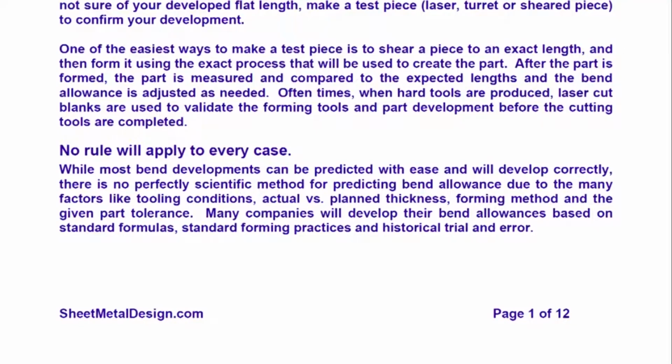While most bend developments can be predicted with ease and will develop correctly, there is no perfectly scientific method for predicting bend allowance due to the many factors: actual versus planned thickness, forming method, and the given part tolerance. Many companies will develop their bend allowances based on formulas, forming practices, historical data, and trial and error. Again, two words, scientific and trial and error. Is it an oxymoron? Not necessarily.